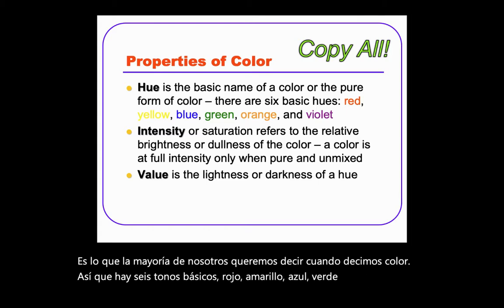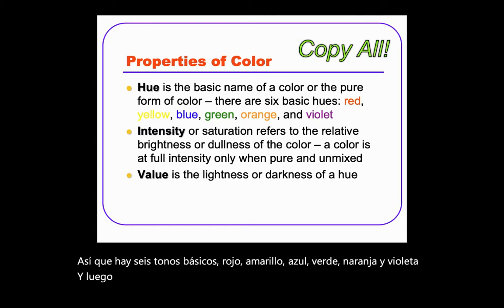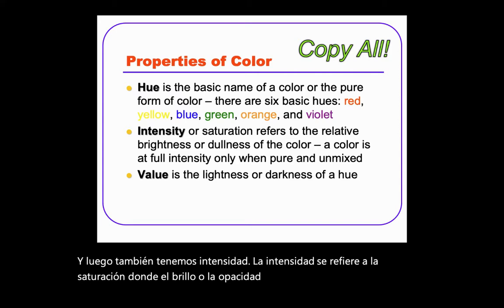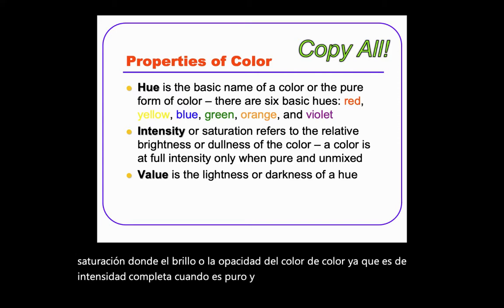And then we also have intensity. The intensity refers to the saturation or the brightness or dullness of the color. Color is at its full intensity when it's pure and unmixed. And then value. Value is the lightness or darkness of the hue.